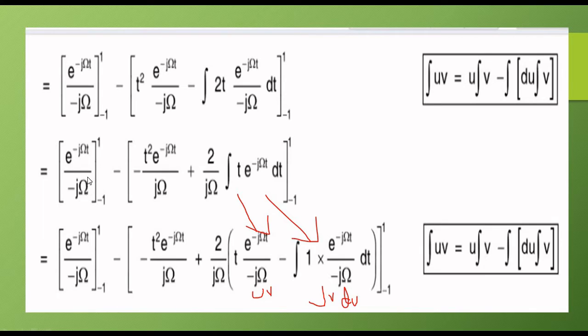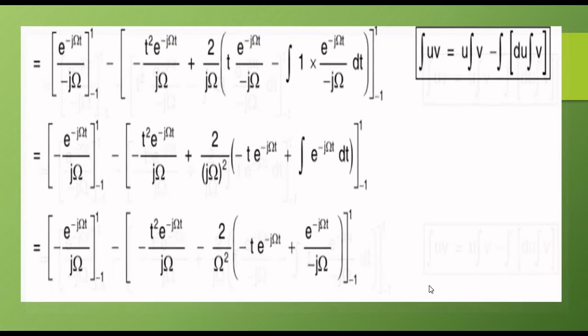So now look at this. The first term remains the same and the second term also remains the same. We will just check out these two terms alone, what happens after applying the UV formula. So 2 by j omega is the constant here which is kept outside. So after applying UV, your u is t and v is e power minus j omega t by minus j omega. Integral v du is this part, 1 into e power minus j omega t by minus j omega dt. So throughout this integral, we will have to substitute the limits -1 to +1. So in the next stage, we look at what happens here exactly.